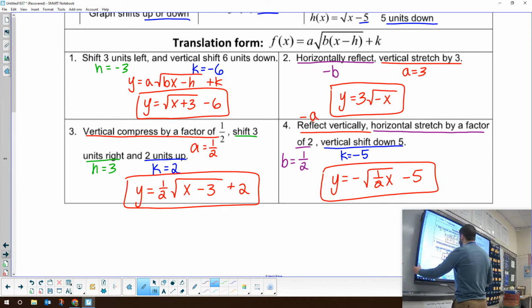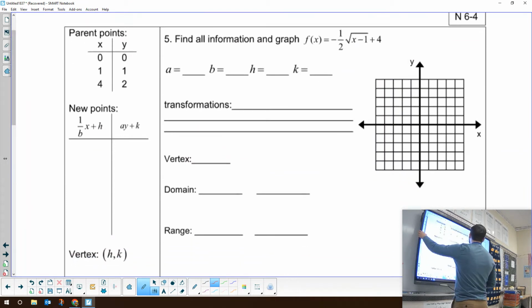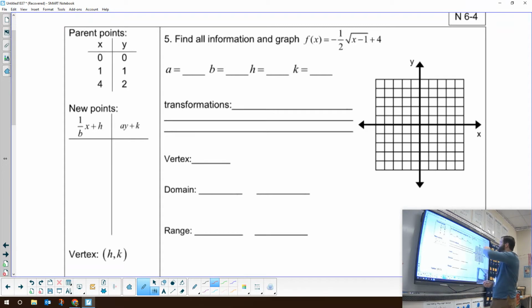All right, let's go ahead and turn the page, and let's take a look now at actually graphing. Okay, so if you look at number 5, it says find all the information in the graph. So first off, my a is going to be -1/2. My b is just, well, there's really not a b there, but we say b is 1. My h is going to be +1, because remember, h is a liar. And then my k is going to be +4.